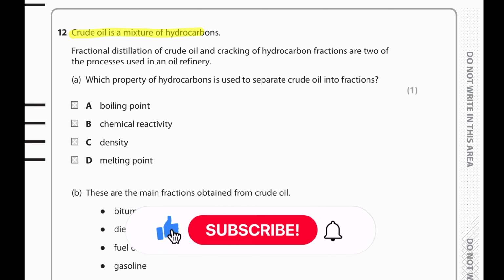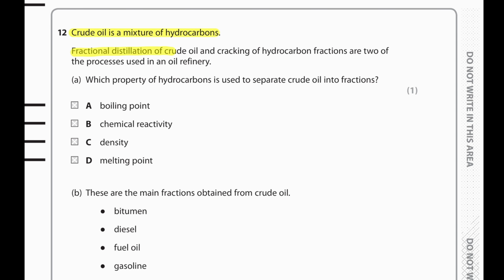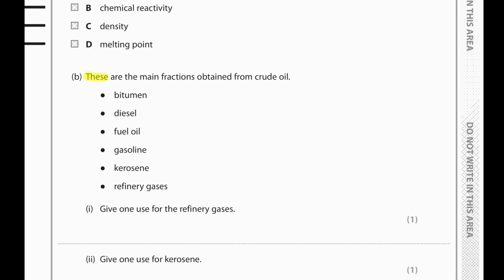Crude oil is a mixture of hydrocarbons. Fractional distillation of crude oil and cracking of hydrocarbon fractions are two of the processes used in oil refining. Which property of hydrocarbons is used to separate crude oil into fractions? We use their difference in boiling point to separate the fractions. So this is the correct answer. These are the main fractions obtained from crude oil. They range from bitumen to refinery gases.